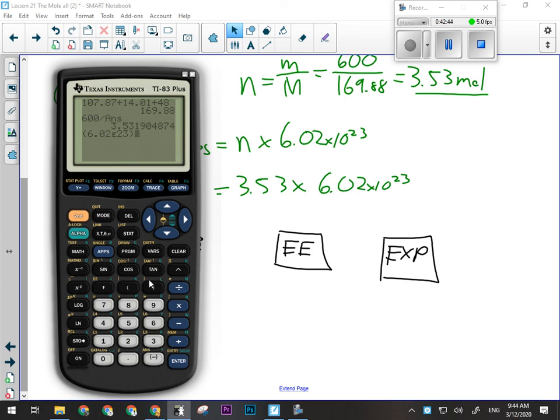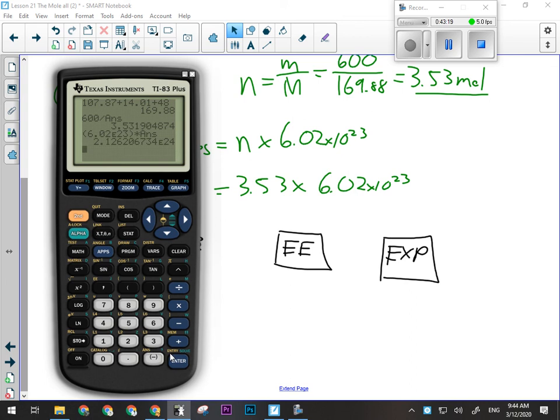If you have a different calculator, you're going to do the same thing. You're going to go brackets 6.02 and then hit one or the other of the EE button or the EXP button, and then 23. So that's how we enter that, and then we're going to multiply that by 3.53. Actually, I'm just going to put in my answer from before, because I said keep all the decimals, right? So times my answer.